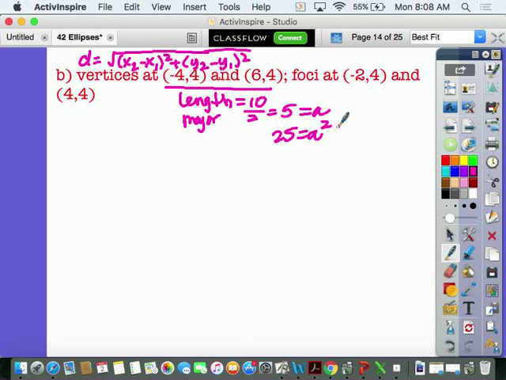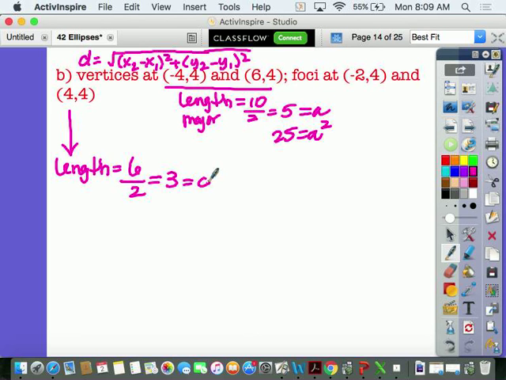Now, remember, the distance from foci to foci is basically going to help us determine the value of C. So we're going to figure out how far the foci are from each other. So from -2,4 to +2,4 is 6. And so to figure out the value of C, we're going to do a similar process. We're just going to divide by 2, and we get that C is 3.